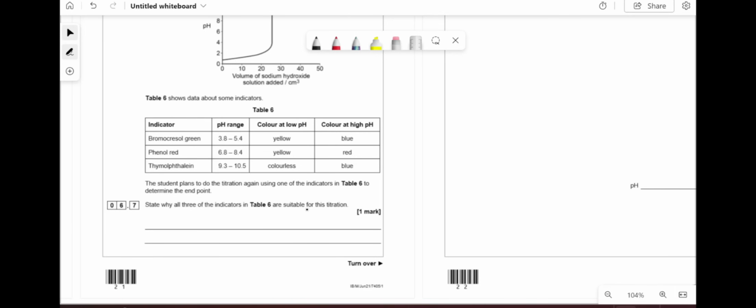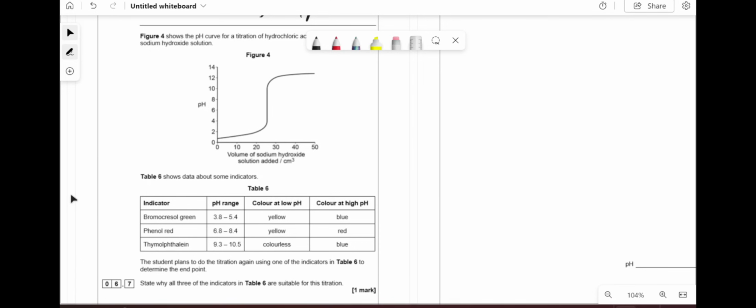State why all 3 indicators are suitable for this titration. What makes an indicator suitable for titration is that its color change is within the pH range of the steep vertical part, which in this case applies to all of them: 3.8 to 5.4, 6.8 to 8.4, and 9.3 to 10.5. The reason is that the pH suddenly shoots up. You want the color change to be where it suddenly shoots up, and that's when you know the endpoint is. Otherwise, an indicator elsewhere would be rubbish because the color change is much more gradual and slow, whereas here it's a sharp, quick, visualizable point.